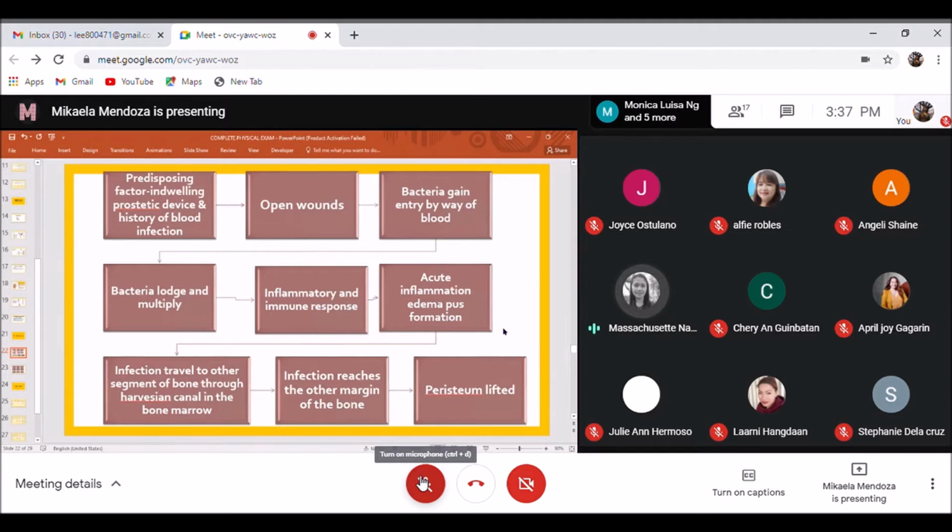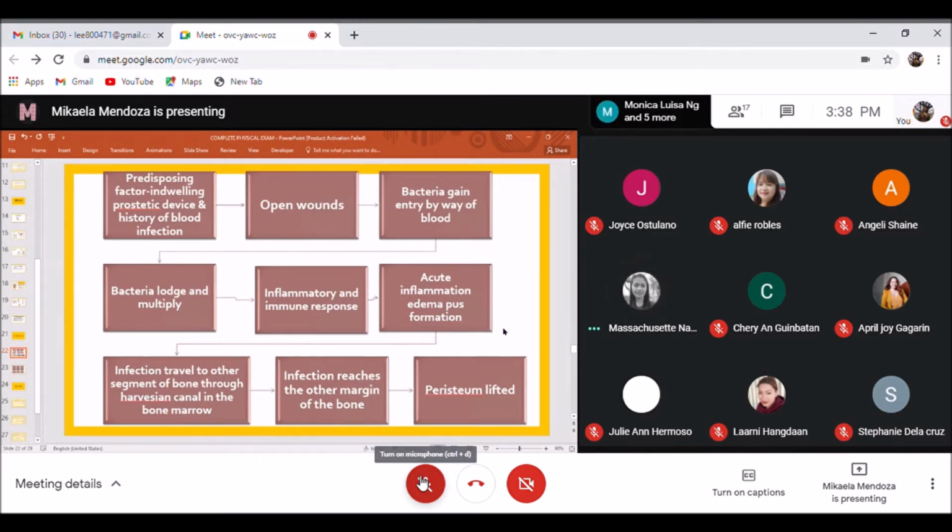And after that, infection travels to other segments of bone through the Haversian canal. The Haversian canal contains the blood vessels and the nerve fibers. Infection also travels to the other segments of bone through the Haversian canals in the bone marrow. Our bone marrow is a soft and gelatinous tissue.